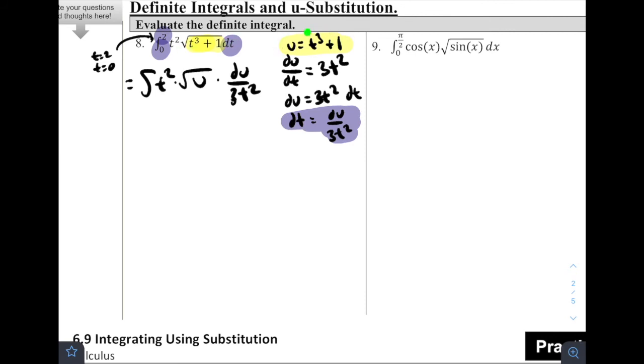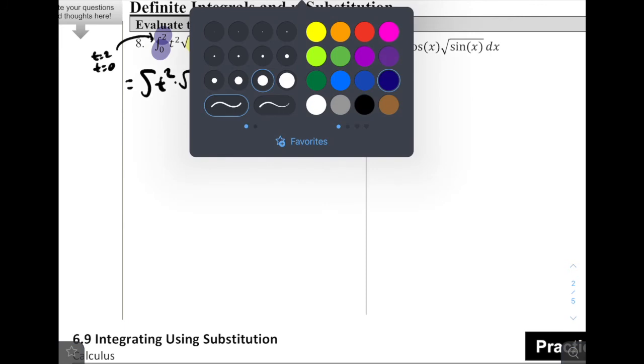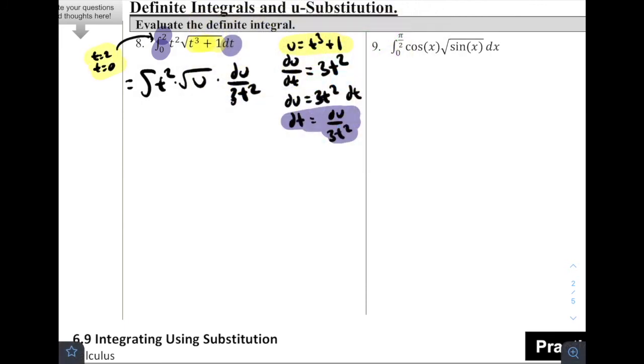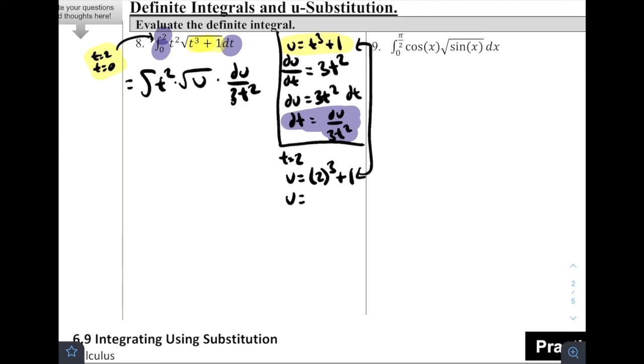What I'm going to do is I'm going to use these two values, right? My two limits of integration. I'm going to just plug them into this equation that I've got right here. We know what u is. So let's substitute in and use that. So I know when t equals 2 that we've got u equals 2 cubed plus 1. Again, I'm getting that from right here, that equation. And so u is going to be equal to 8 plus 1, which is 9. So when t equals 2, that's the same thing as u equals 9.